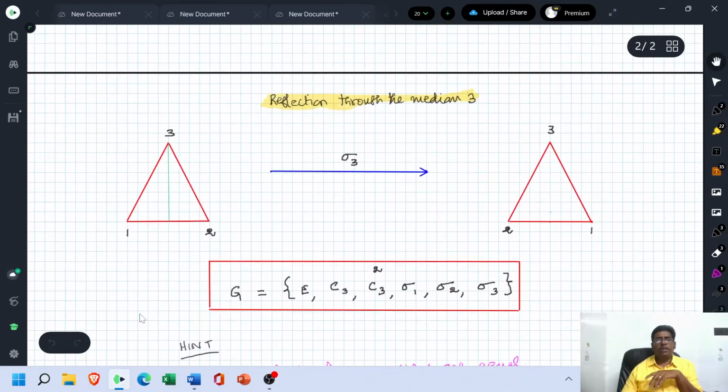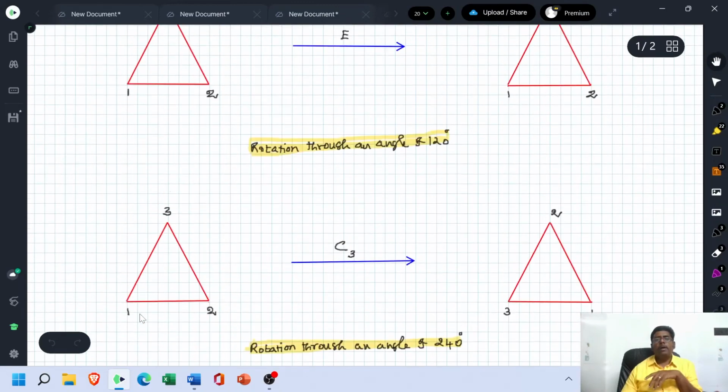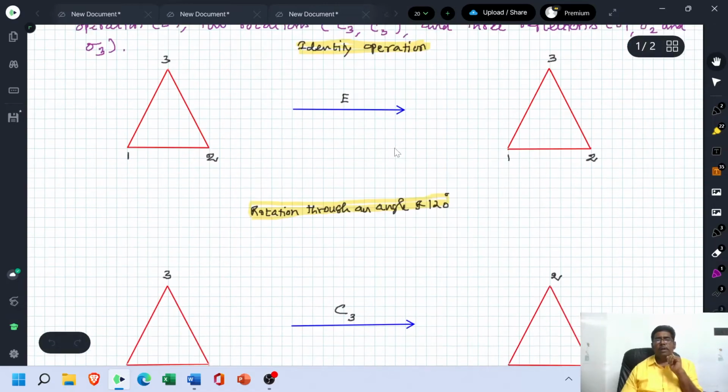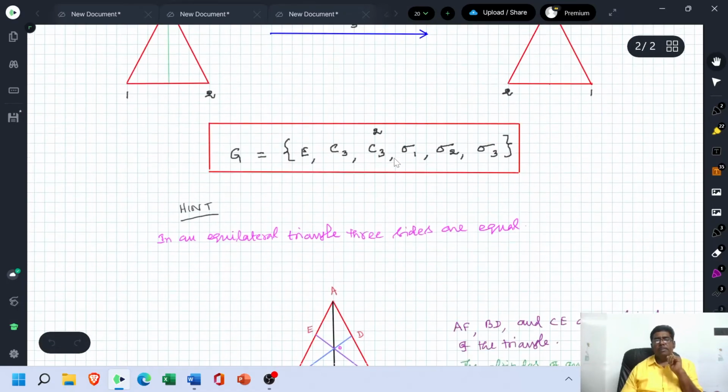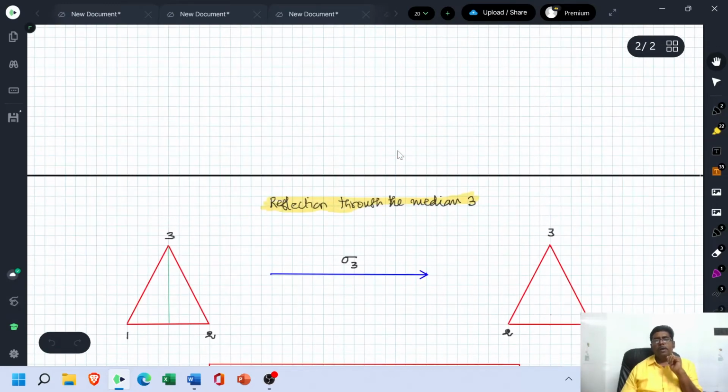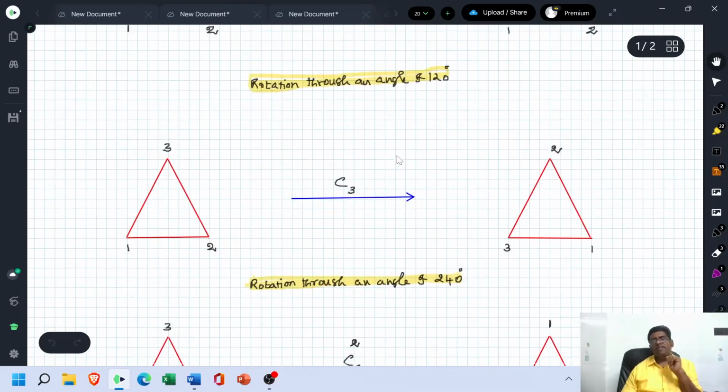Now come to the symmetry operations. If you provide the operations like E, C3, C3 square, then reflections through the medians sigma 1, sigma 2 and sigma 3, we can get the symmetry. Therefore, these operations may construct a group called a point group. Now we will discuss the symmetry operations one by one.